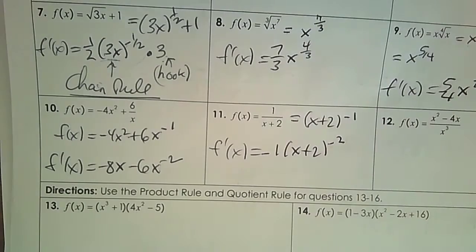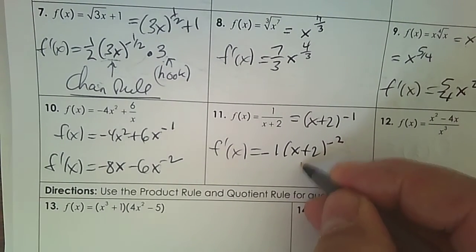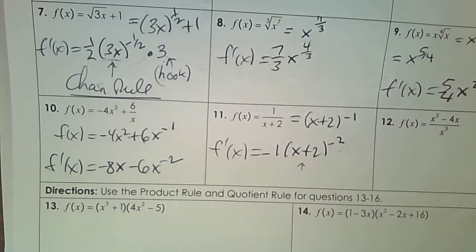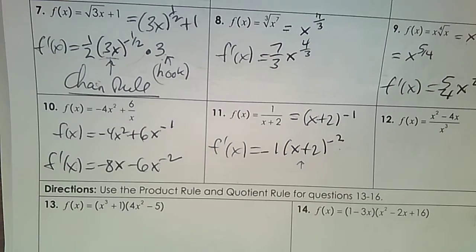If you think this could be a chain rule, there might be a hook. Well, what's the derivative of the base? The derivative is just 1. So I don't need to go times 1 at the end. So the hook doesn't change anything. So that's exactly the answer.